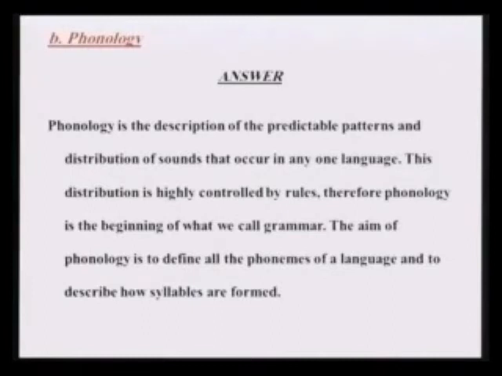Because in Arabic we say rules for grammar. Why? Because it begins with rules. Arabic grammar may not begin with phonology, with sounds, but English begins with sounds. The aim of phonology is to define all the phonemes of a language and to describe how syllables are formed. So its aim is phonemes: what are the phonemes of a language and how we use phonemes to form syllables. This is phonology.